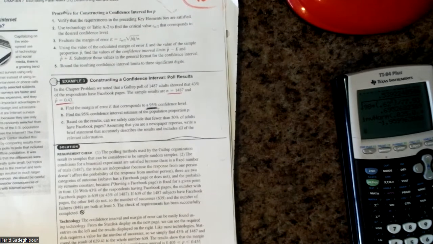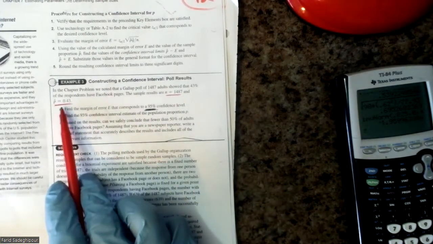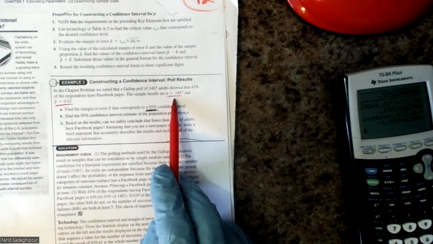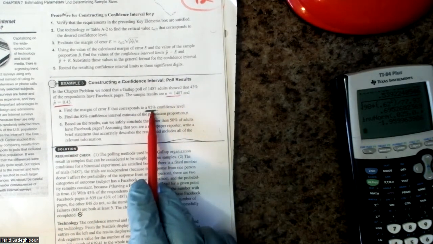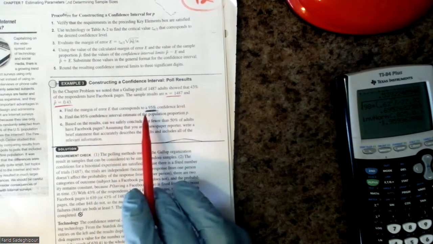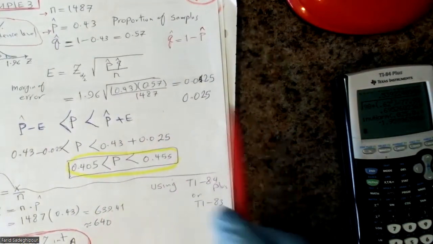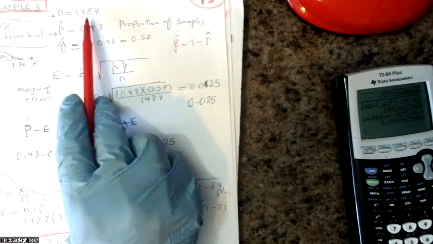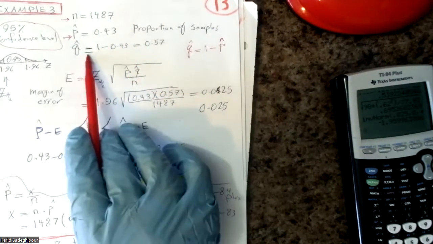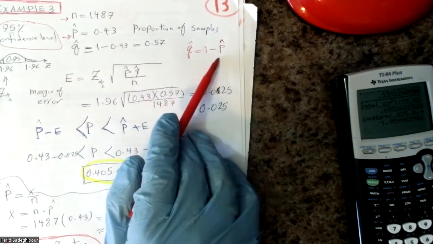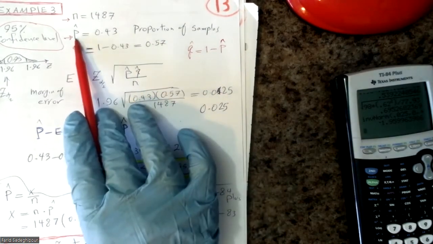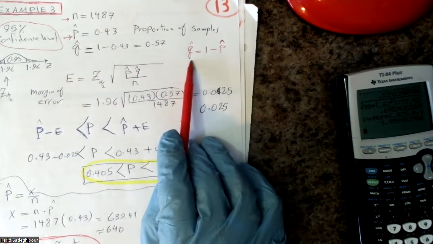In this problem, the p hat proportion of the sample is given, the n value is given, and there is a 95% confidence level. They want us to calculate the E and the proportion of the population. So for that example, these values are given: n, P hat. Q hat is always 1 minus P hat, so we don't have to give you both. If we give you P hat, you could subtract from 1 to find Q hat.